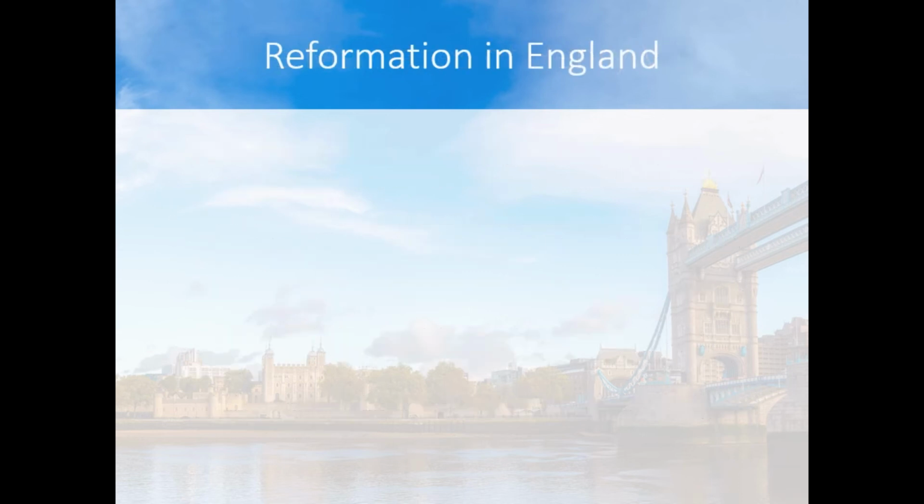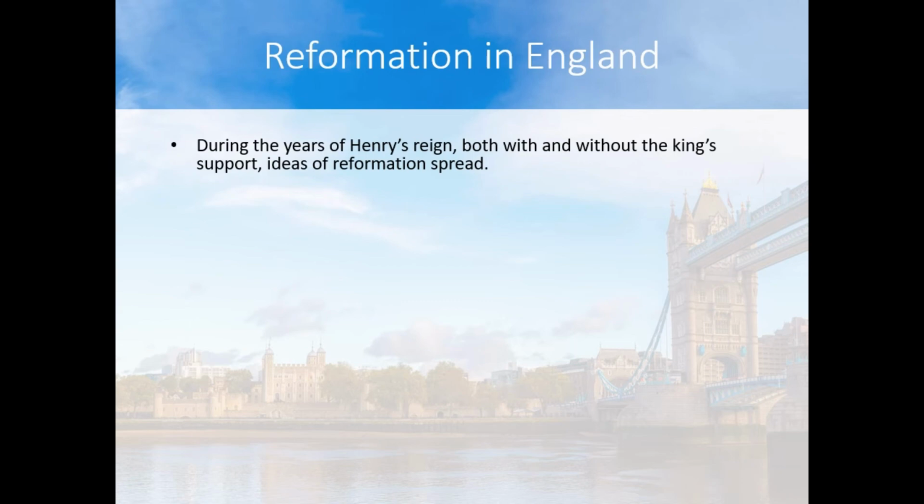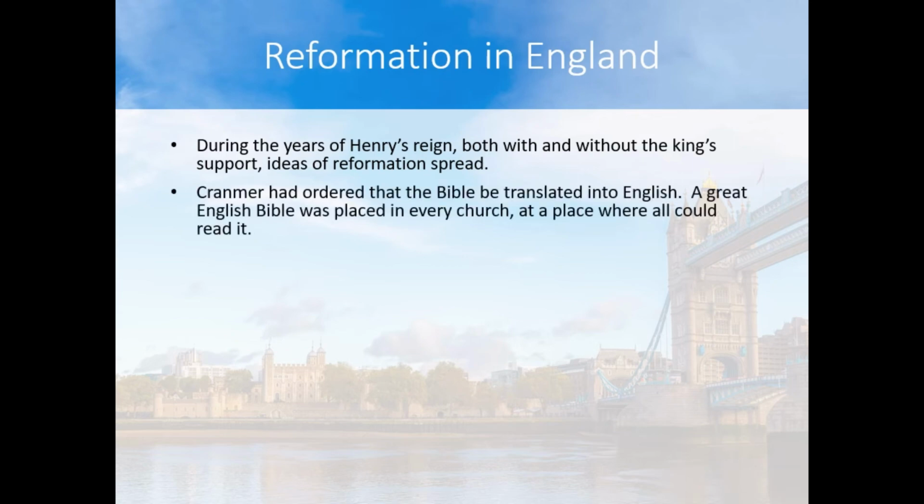But before we look at that, let's look at just some things about the Reformation in England at the time. During the years of Henry's reign, both with and without the king's support, ideas of Reformation spread. So this was truly a grassroots movement. The person that would be the de facto leader of it, the king, really wasn't all that involved in it in a positive way. It was those that were underneath him, those on the ground, that were about getting this Reformation spread. Cranmer had ordered that the Bible be translated into English. A great English Bible was placed in every church at a place where all could read it.